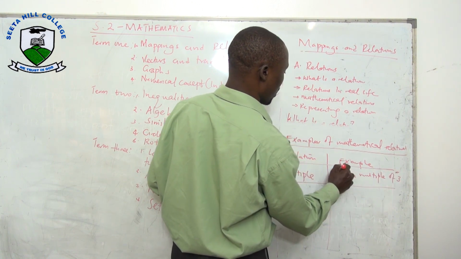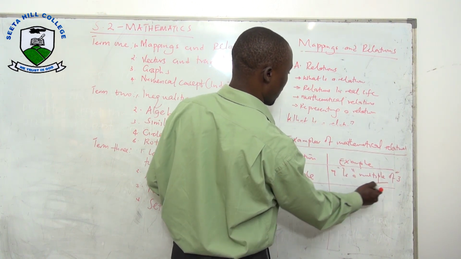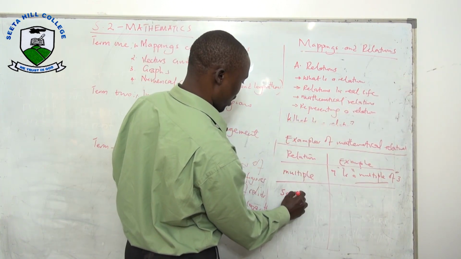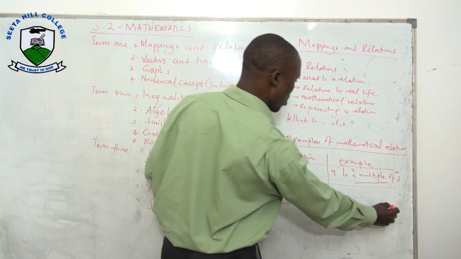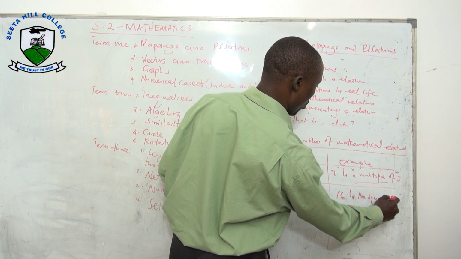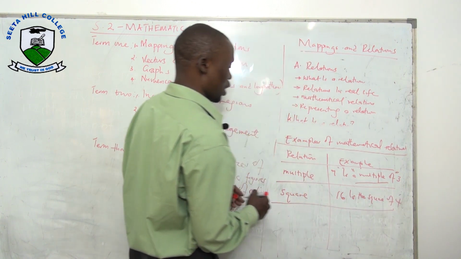Multiple of is what we are calling a relation. Square. Then 16 is a square of 4. The square of 4. That's great.